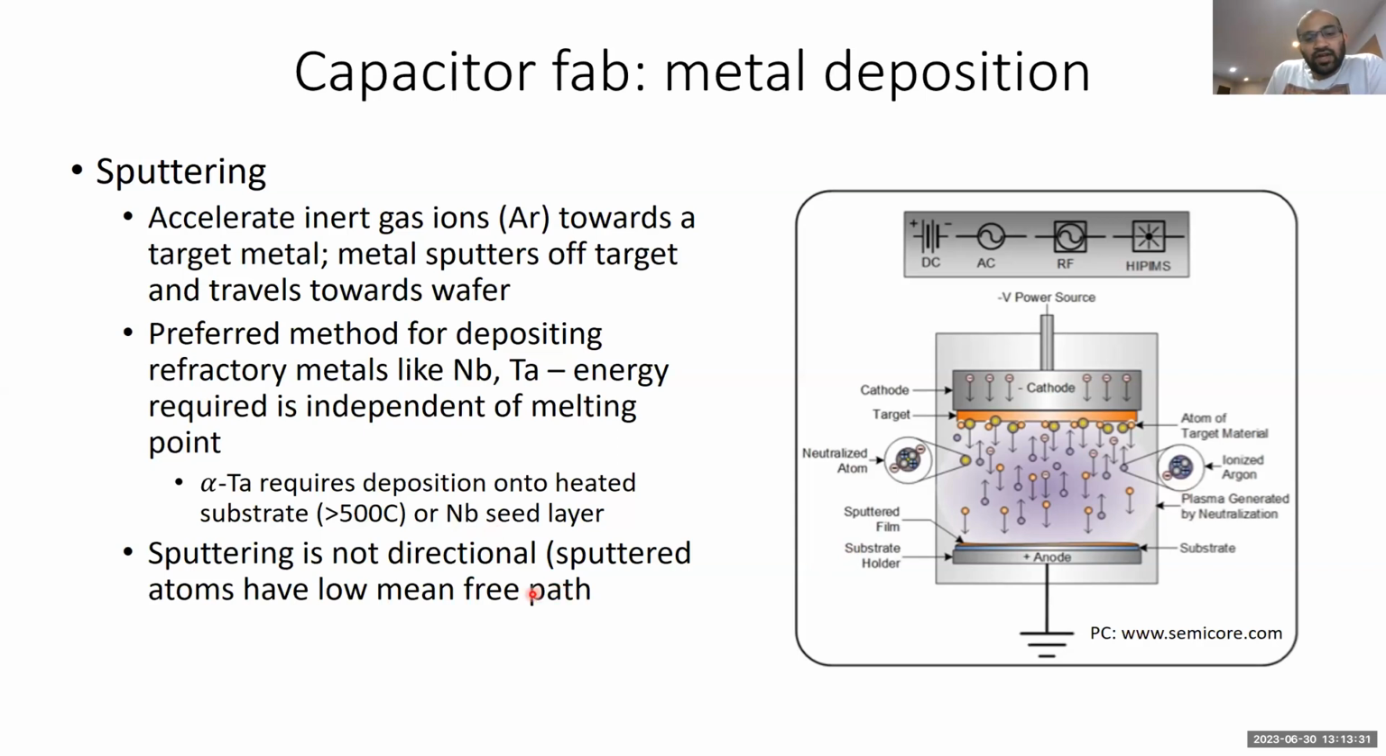In contrast to evaporation, sputtering is not directional. Because the chamber is filled with argon, the mean free path is much smaller, and so within the path from the target to the wafer, the deposition is a bit more isotropic, which actually makes it almost impossible to do the type of junction fab that I'm going to go into in the second part of the talk using sputtering.